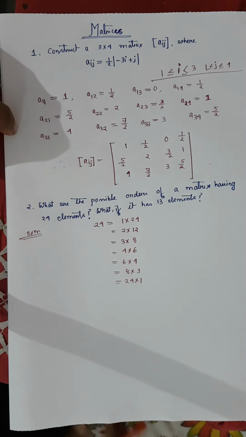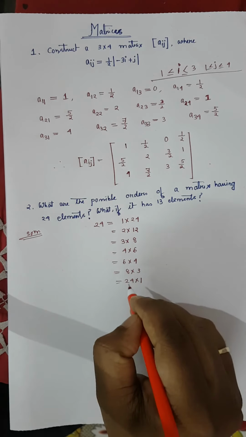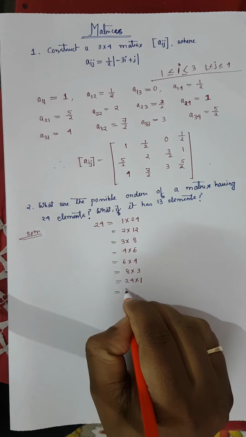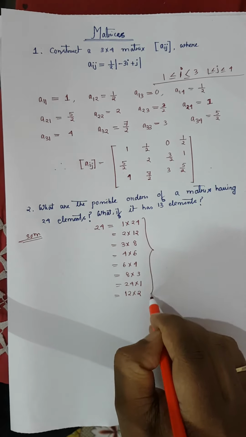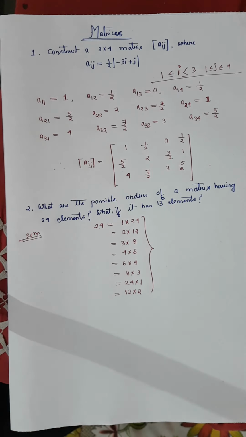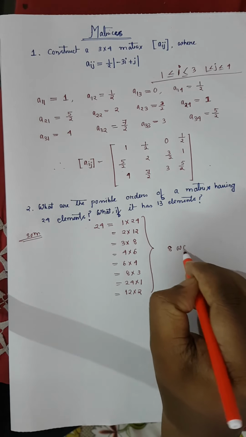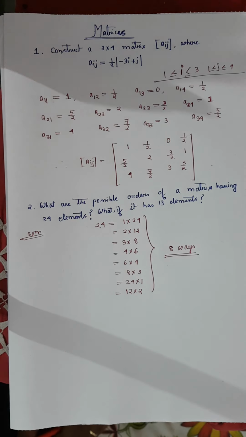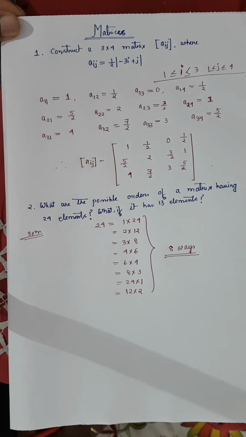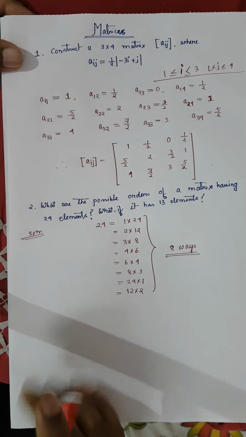And I forgot to write one, this is 12 into 2. So these are the 8 different ways I can write 24. So these are 8 different ways in which I can write the 24 elements in row and column arrangements. So there are 8 different orders of the matrix.